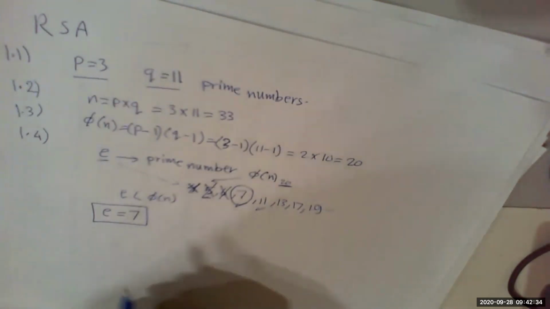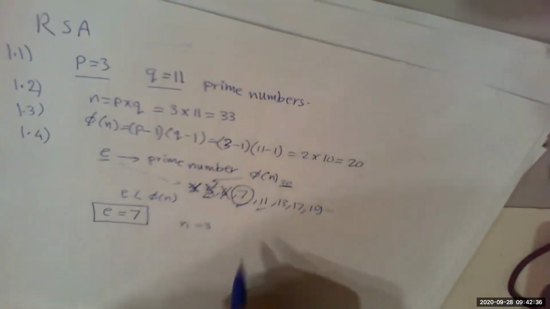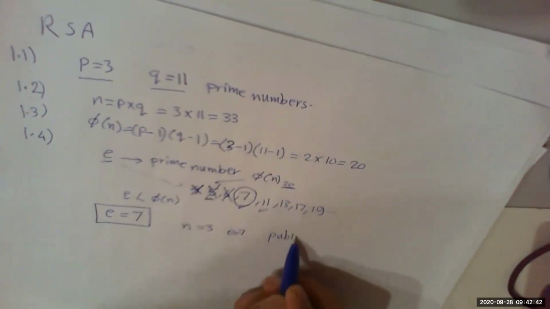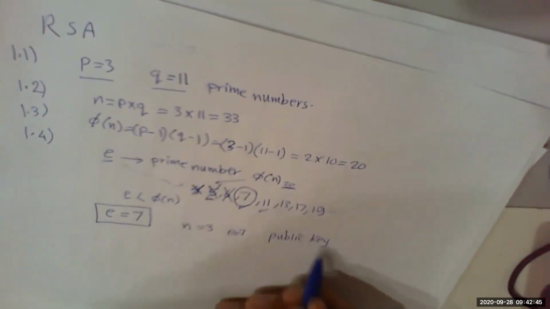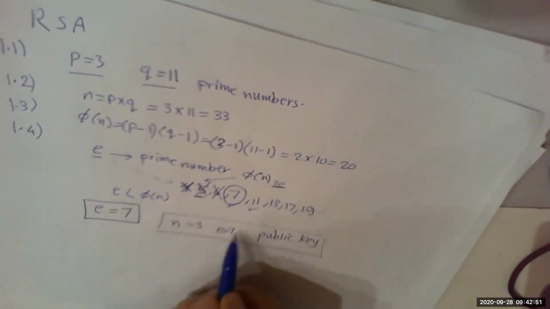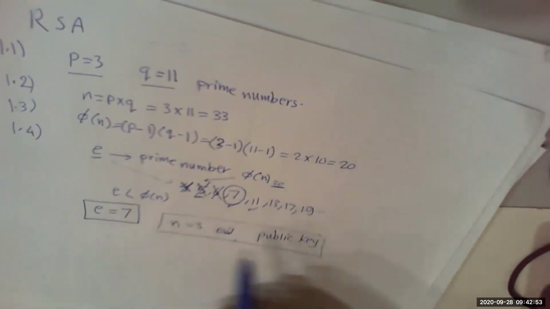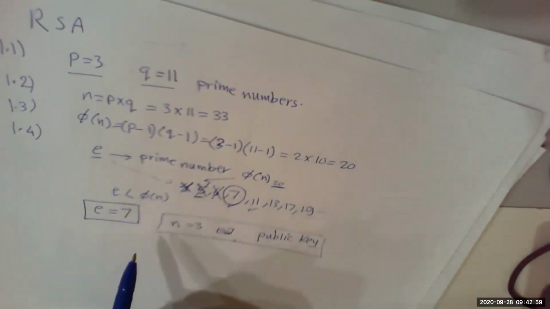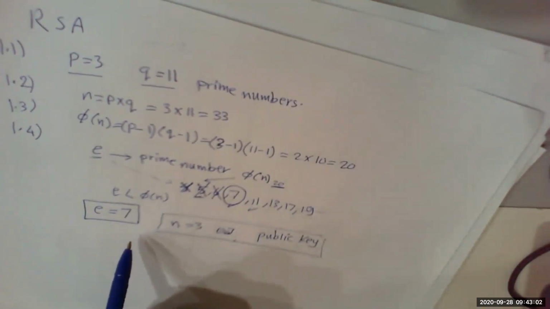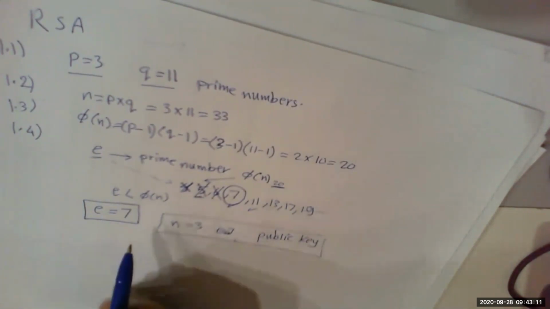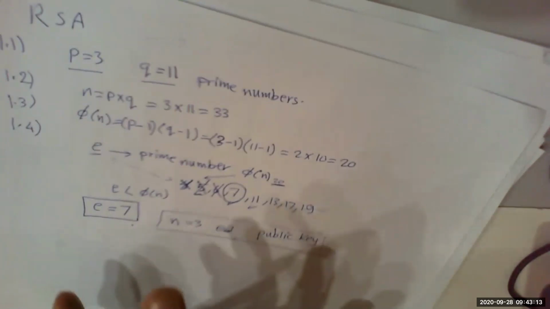Okay. So we have N equals 33 and E equals 7. This is the public key. Now, Alice can send this public key to Bob to encrypt his data. But when the data returns back to Alice, she will not be able to decrypt it because she didn't create the private key yet. So the next step is to create the private key. The public key is okay now, but we have to create a private key.